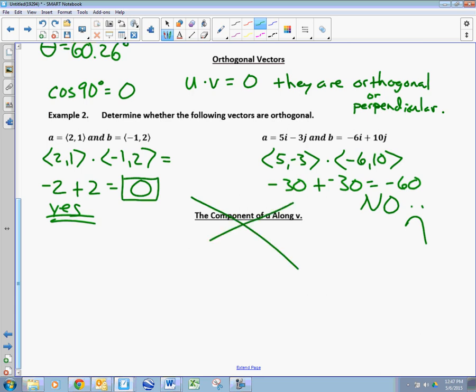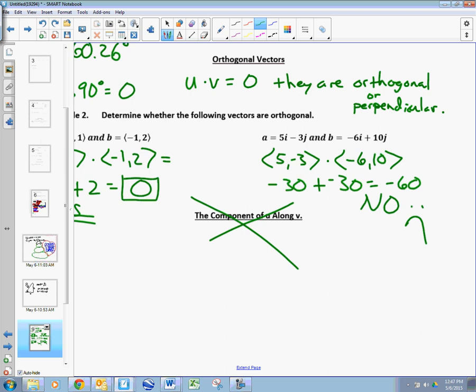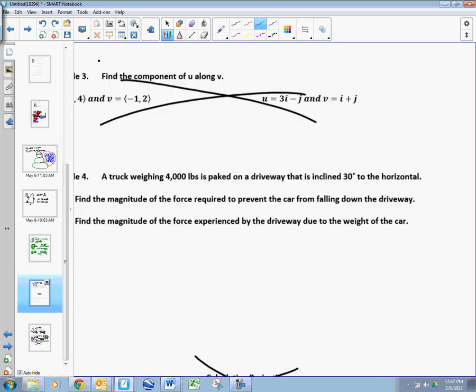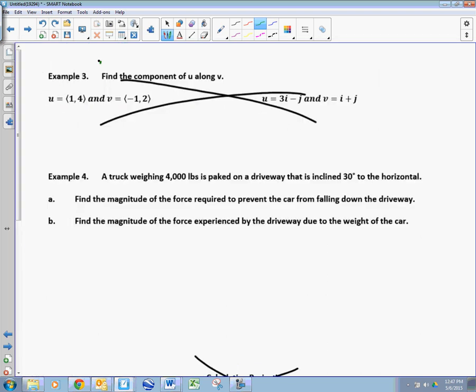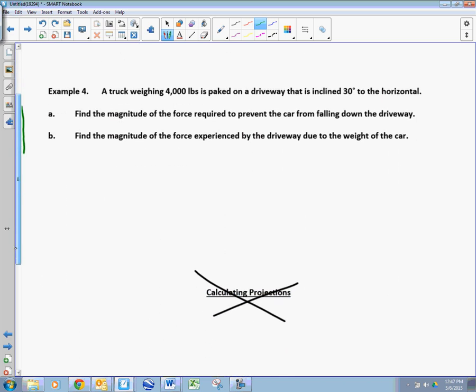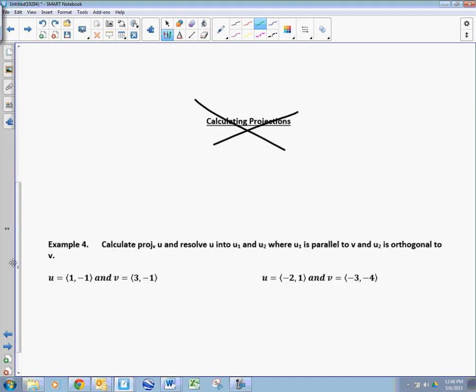Let's not do components of u in v. Yes, if you see components of u in v in your study guide, get rid of it. Hey, let's look at example 3. Find the component of u in v. Oh, let's get rid of it. Let's save 4 in case we have extra time tomorrow. Let's look at calculating projections. Okay, done.